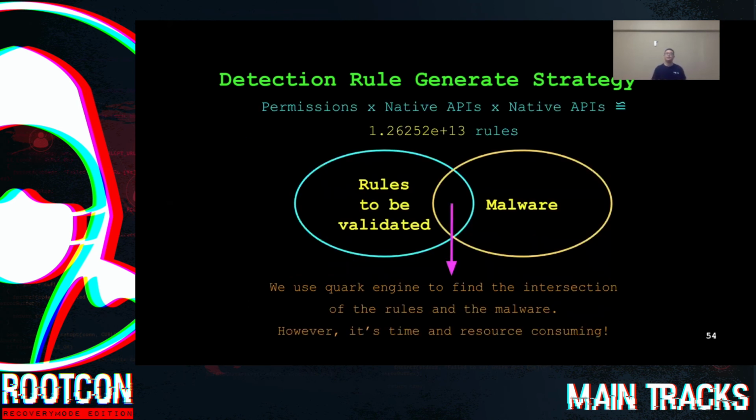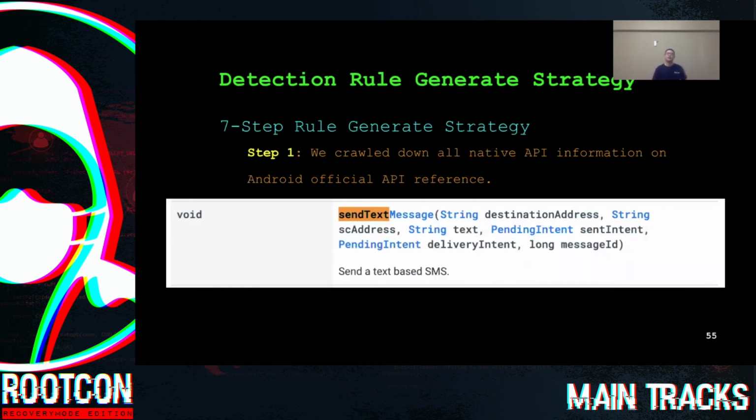Since our goal is to find all kinds of behavior in the malware, if we use permissions and native APIs to generate all possible rules, we will have an amazing amount of rules. After generating the rules, we then use Quark engine to find the intersection between those amazing amounts of rules and the malware we prepared. In other words, we find rules that matched the malware behaviors. However, this is not a good way to generate detection rules because it's time and resource consuming. So we developed a 7-step rule generate strategy.